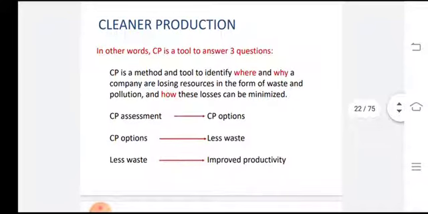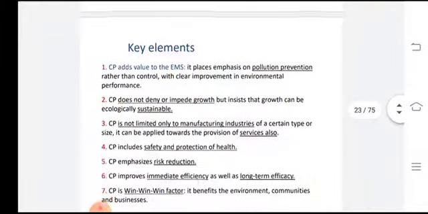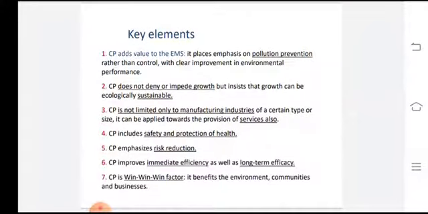So it's a tool to answer about the CP assessment, CP options, lesser waste, improved productivity. You can go through it. So what are the key elements? CP adds value to the EMS, environmental management system. It places emphasis on pollution prevention rather than control, with clear improvement in environmental performance.